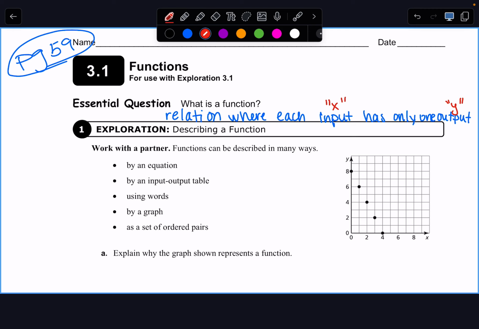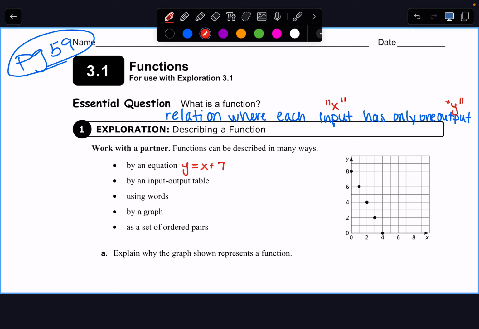So functions can be described in a number of ways, okay? Maybe you have an equation, like maybe your equation is y equals x plus 7. If I input 1, my output would be 8. If I input 4, my output would be 11, okay? We can keep going on obnoxiously about that. So that's what it would look like for an equation.